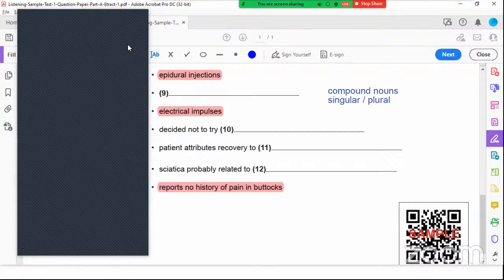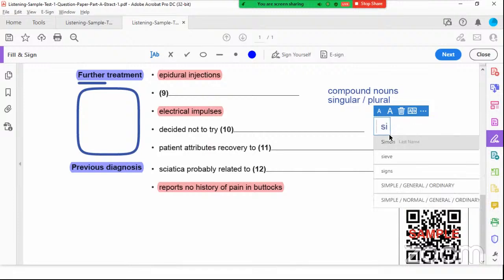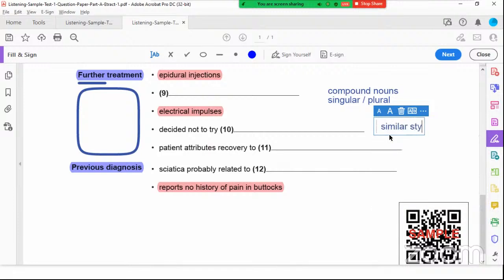Decided not to try something. So this is the same thing as above, a similar style. Not to try epidural injections, not to try electrical impulses, not to try oral medication, not to try intravenous injections, whatever it is. Patient attributes recovery to medication, recovery to something. It may be one word or two words, singular or plural.